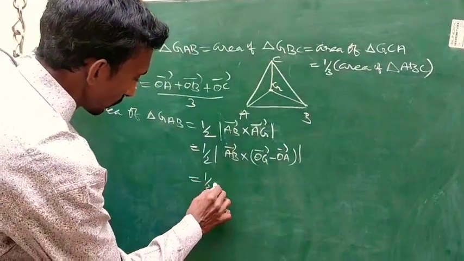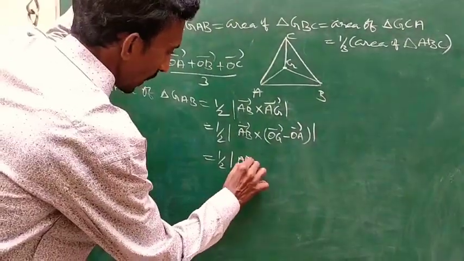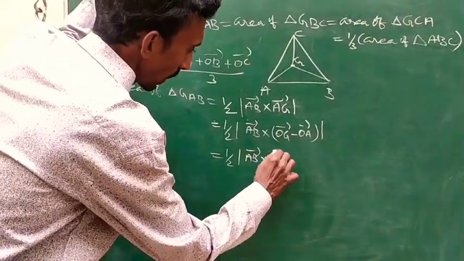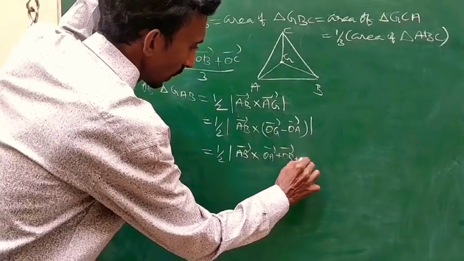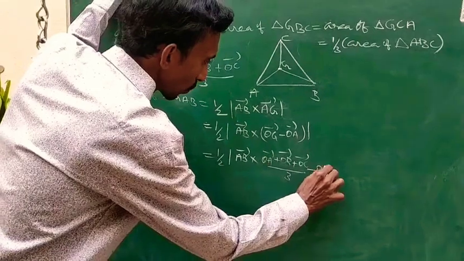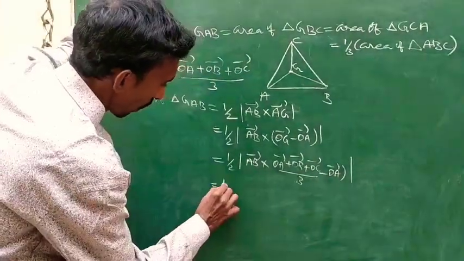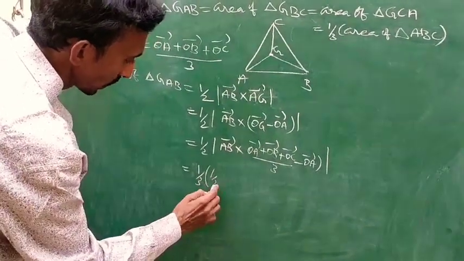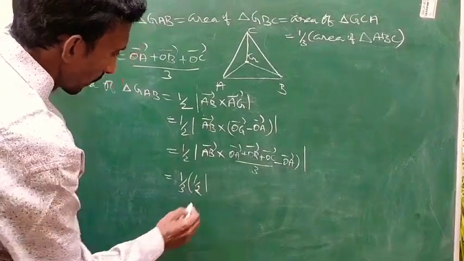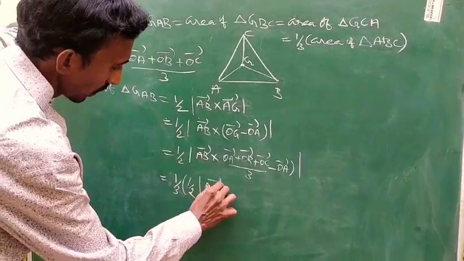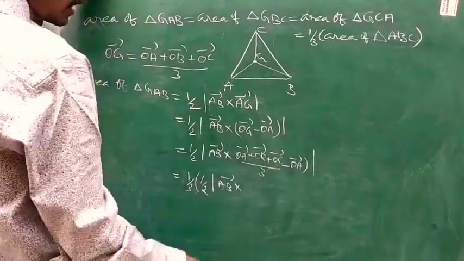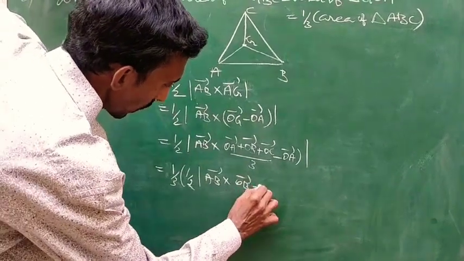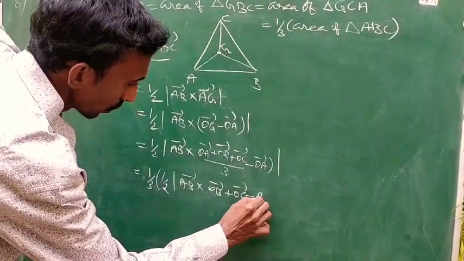So half into magnitude of AB cross, what is OG? OG is OA plus OB plus OC by 3, minus OA. So 1 by 3 into 1 by 2 into AB cross, take the LCM: 3 minus 3 OA plus OA becomes minus 2 OA. So OB plus OC minus 2 OA.